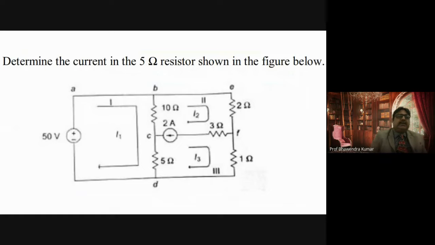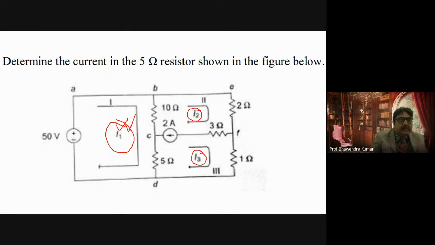Can you see the circuit here? This method is the combination of superposition principle and Kirchhoff's law. In this, what do we see? We decide the current flowing in the whole loop. Meaning that in this loop, the current is I1. In this loop, the current is I2. In this loop, current is I3. Not through the individual resistors.